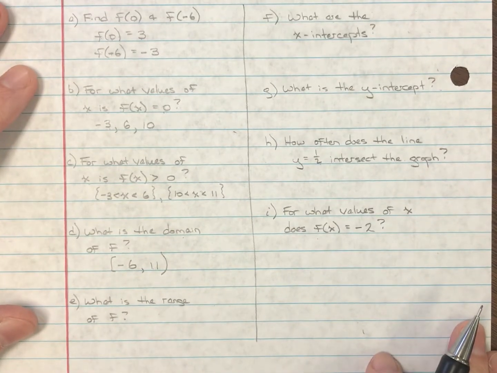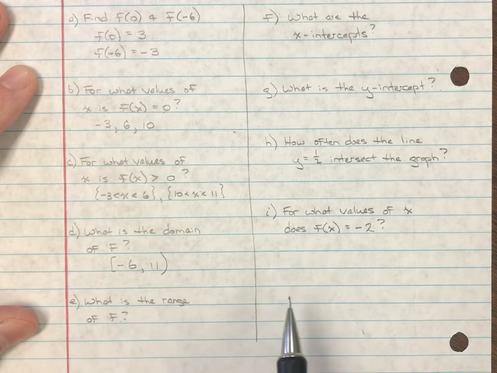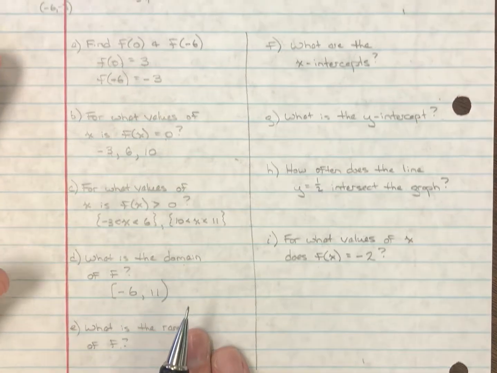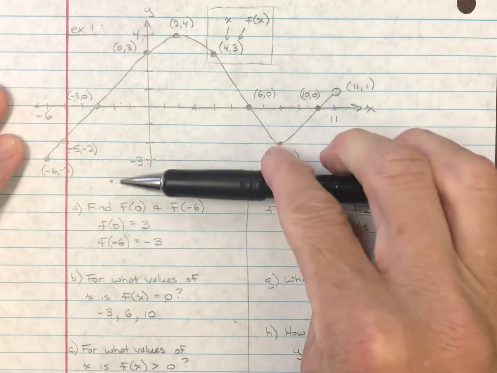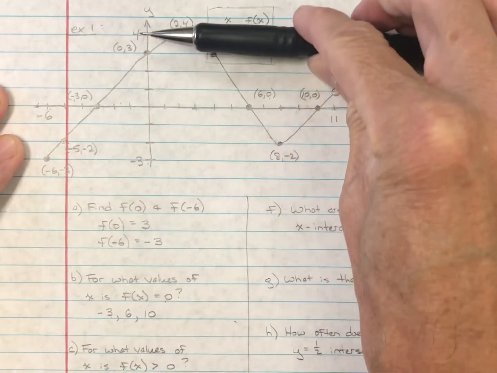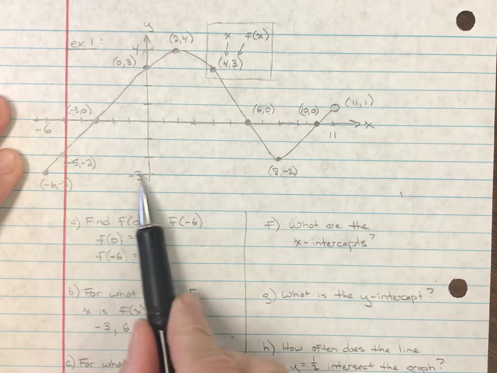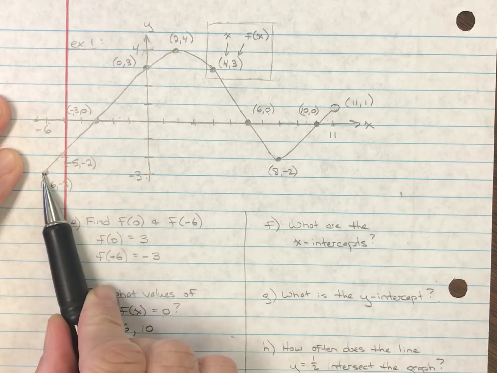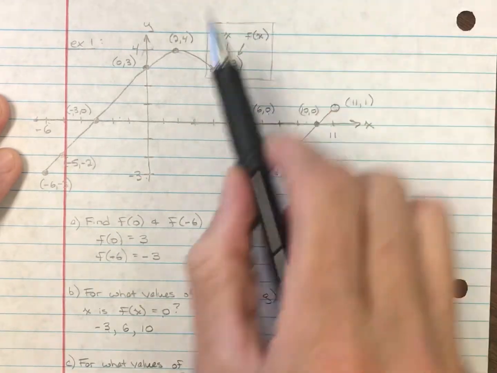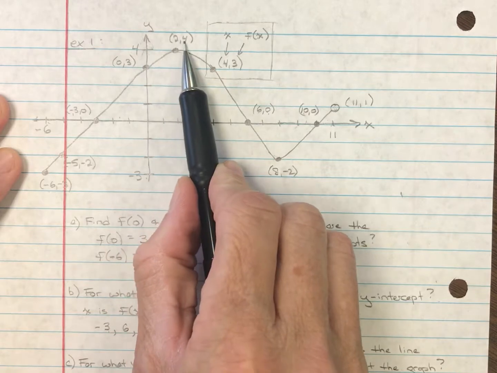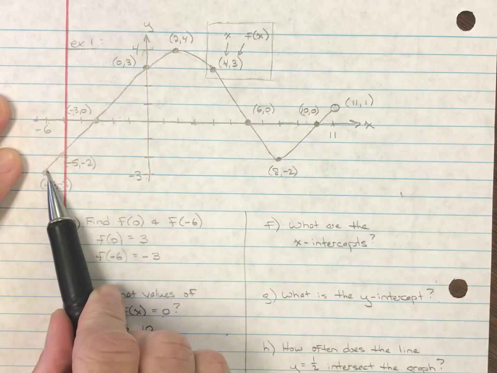The next question, letter E. What is the range of f? Well, the range is the outputs. It's the y values. Let's use our graph. Our y goes from what to what? The smallest y value is -3, right here. And the largest y value, the highest this graph goes, is up here, where y is equal to 4. And again, they're both included. We have a closed circle and a closed circle.